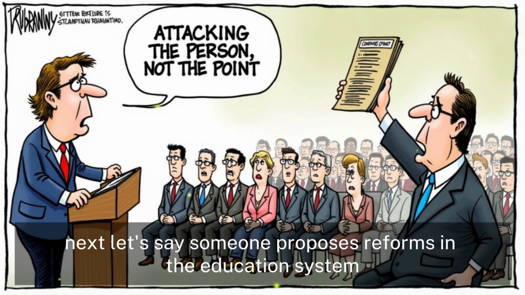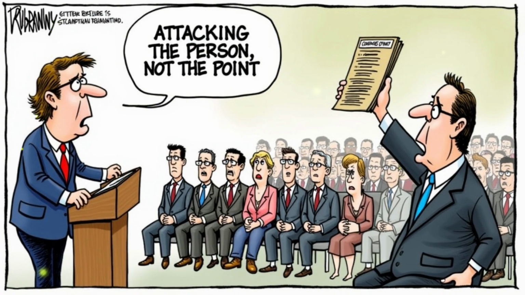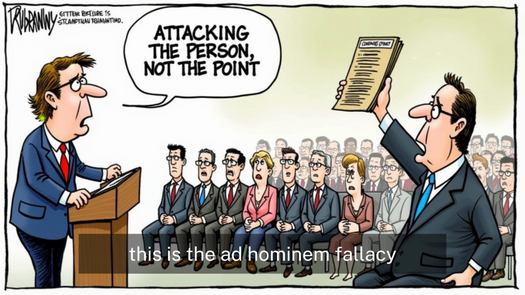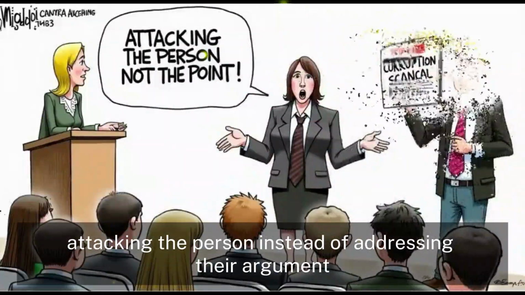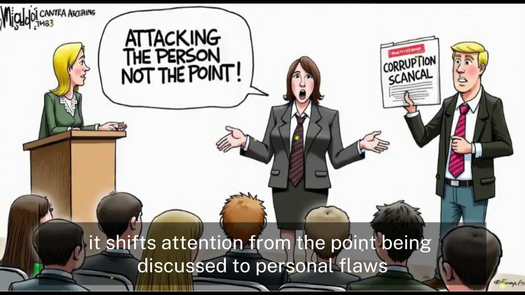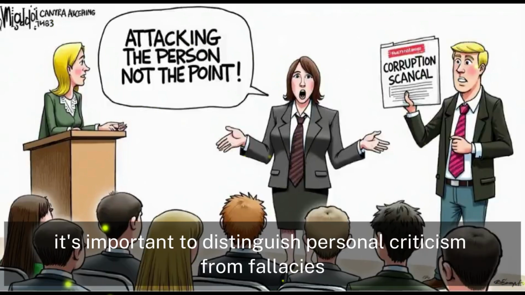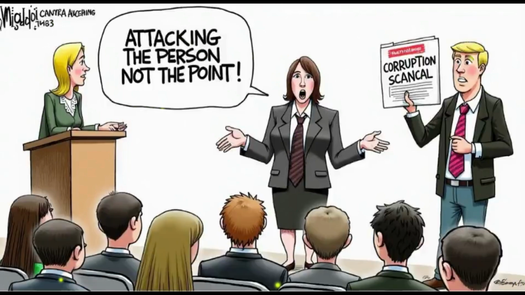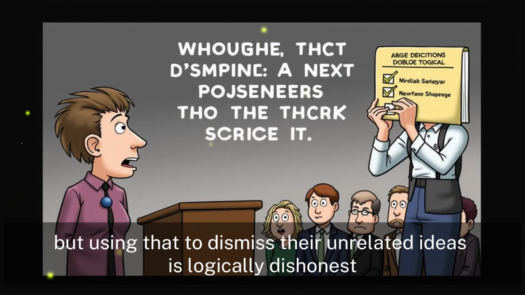2nd, ad hominem fallacy. Next, let's say someone proposes reforms in the education system. In response, another says, "You embezzled 5 crore taka. How can we trust your opinion?" This is the ad hominem fallacy, attacking the person instead of addressing their argument. It shifts attention from the point being discussed to personal flaws or past actions, which may be unrelated. It's important to distinguish personal criticism from fallacies. If someone is genuinely corrupt, that can be discussed, but using that to dismiss their unrelated ideas is logically dishonest.